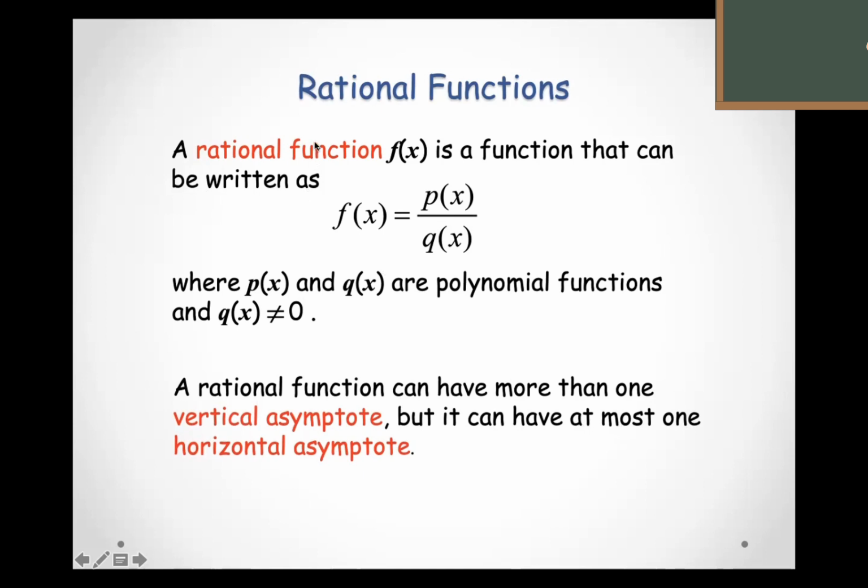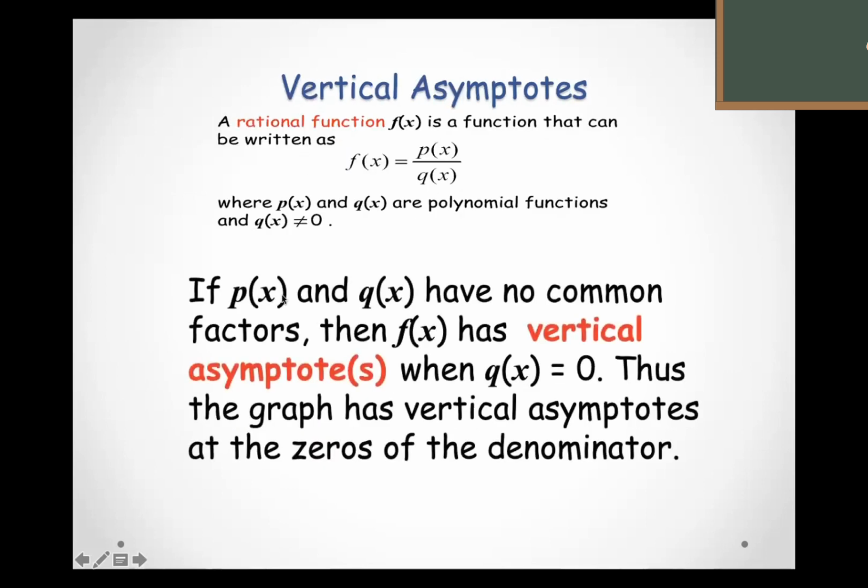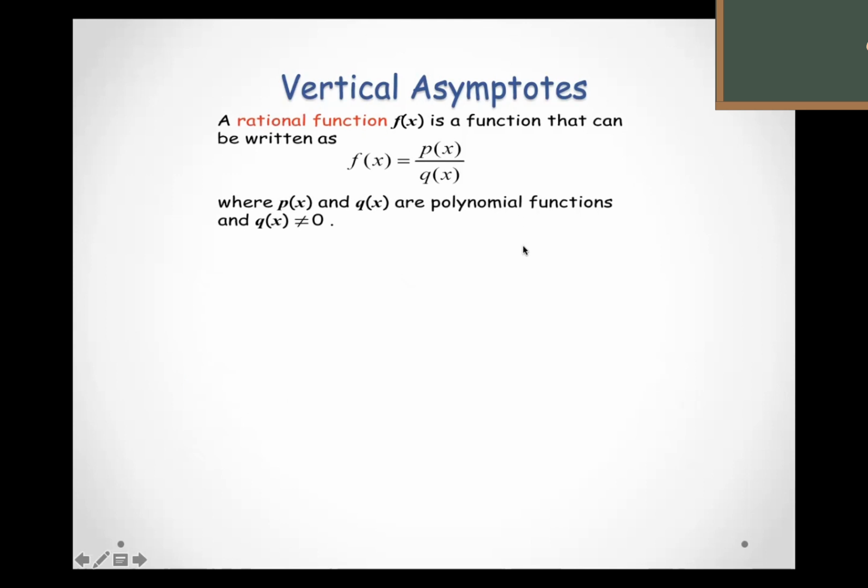So we have here, if p of x and q of x have no common factors, then the vertical asymptotes are found when q of x equals 0. So the graph has vertical asymptotes at the zeros of the denominator. Meaning, you equate the denominator to 0 and solve for x. After you cancel the common factors, there should be no common factors left.